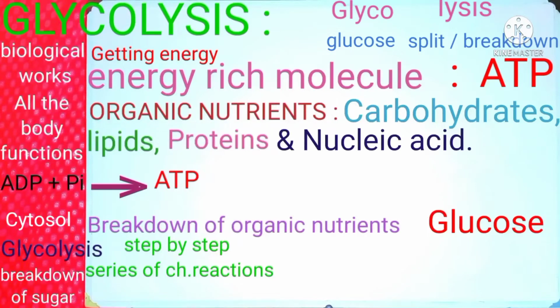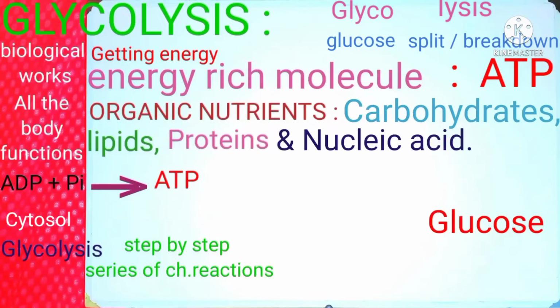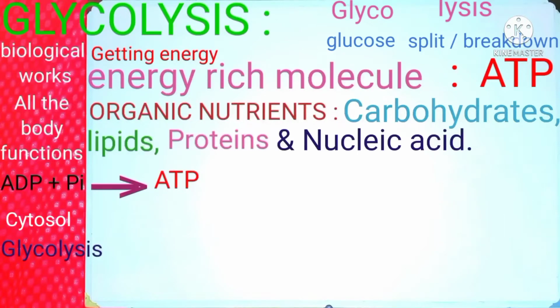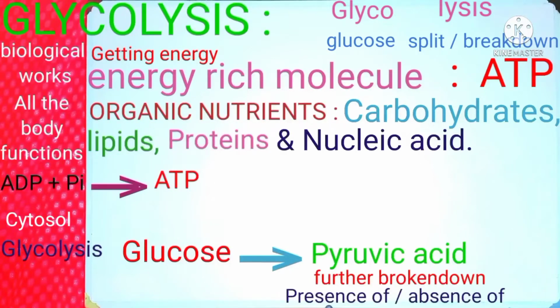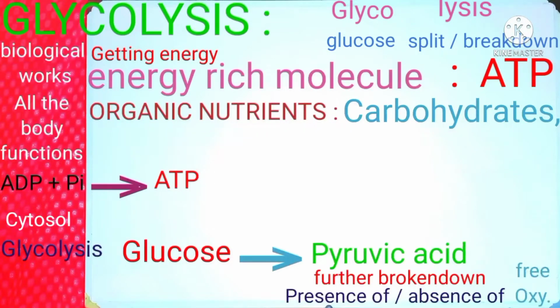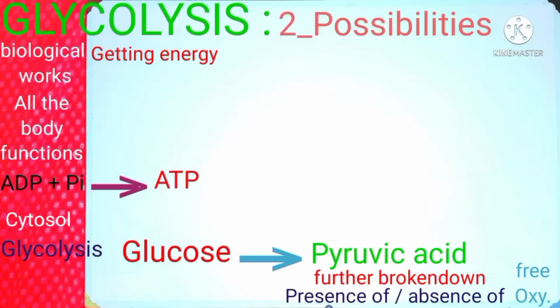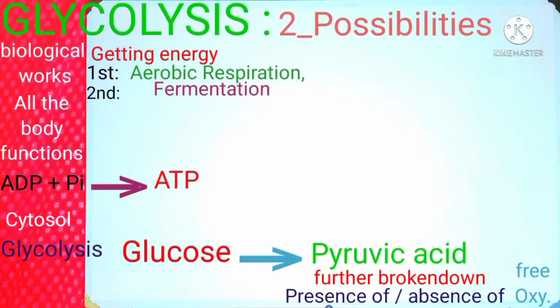In living organisms, it is approximately a general pathway that converts glucose to pyruvic acid. This pyruvic acid is the end product of glycolysis that is further broken down either in the presence of or in the absence of free oxygen. So there are two possibilities. The first one is aerobic respiration and the second is fermentation or anaerobic respiration.